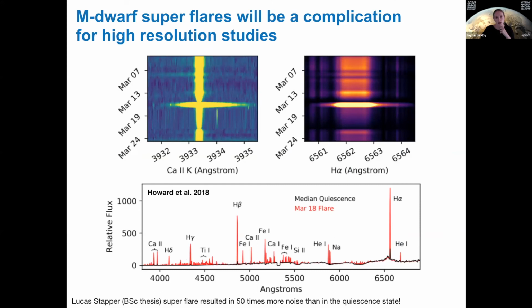We've done a little bit of work looking at how flares can affect us. So we know Proxima Centauri, for example, can flare. It has these naked eye super flares. This is a paper from Howard et al. showing one of those, and you can see in the time sequence that when the flare goes off, it really completely changes the spectrum. And I had a bachelor student, Lucas Stapper, look at this, and we got about 50 times more noise than in the quiescent state. So these potentially are an issue.